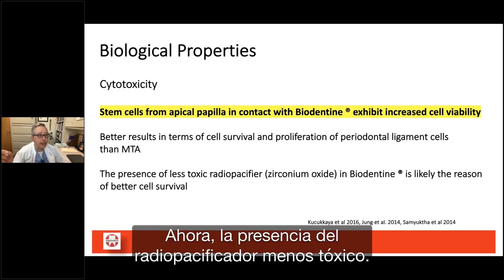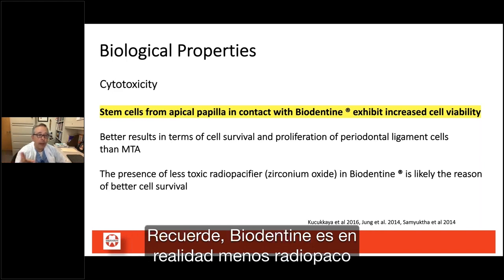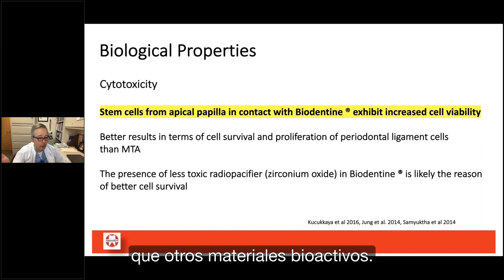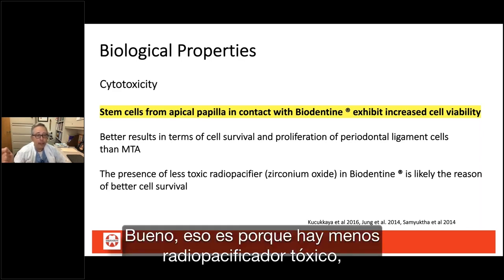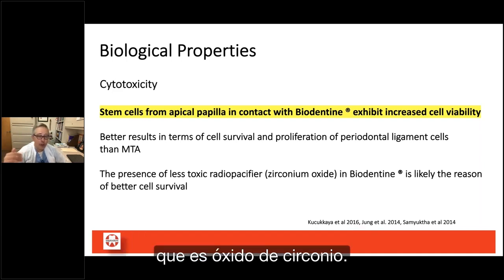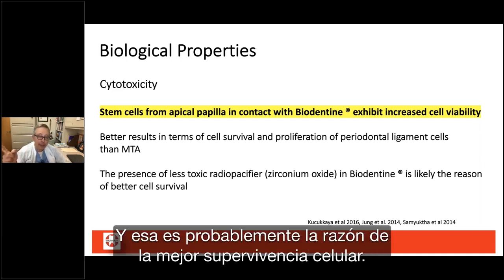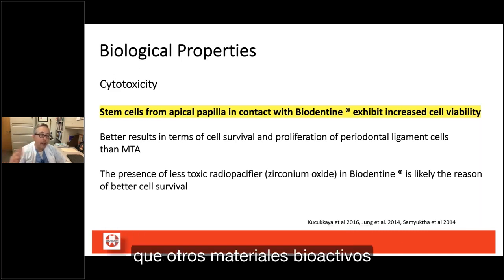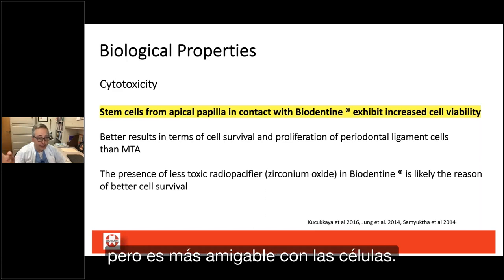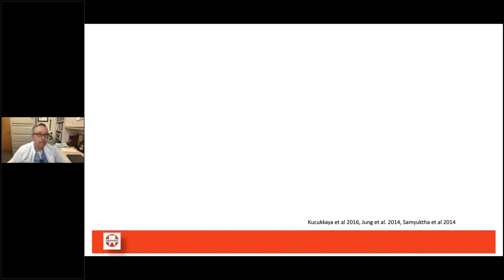Now, the presence of a less toxic radiopacifier. Remember, Biodentine is actually less radiopaque than other bioactive materials. Why? Well, that is because there is a less toxic radiopacifier, which is zirconium oxide. And that's probably the reason for the better cell survival. So it's a little bit less radiopaque than other bioactive materials, but it is more friendly with the cells.